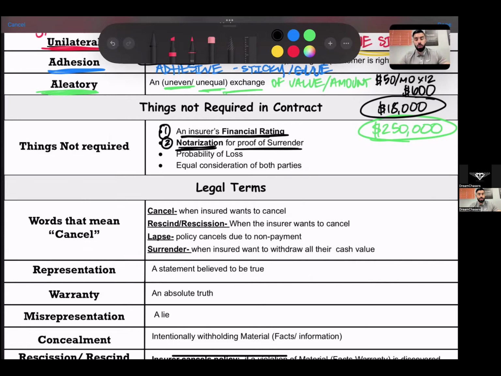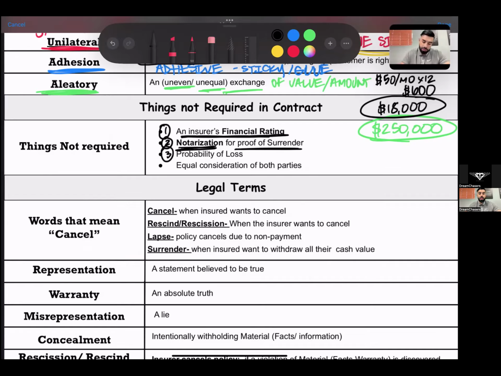What that means is, for example, let's say I had one of these types of policies, a whole life or a universal life insurance policy, where it has a savings component, where it has cash value. I do not have to go to a notary to get my cancellation or surrender paperwork notarized to then send to the company. That is not required. All I do is just sign the paper, send it back to the company, and that is my proof of surrender, right? That I am stating that I do not want to keep the policy and I want to pull out whatever money I have in that savings. Notarization is not required.